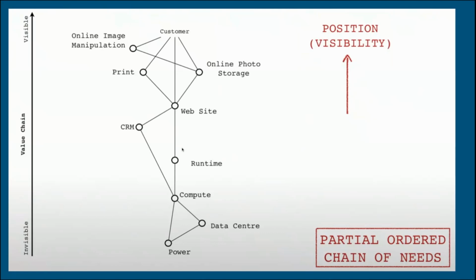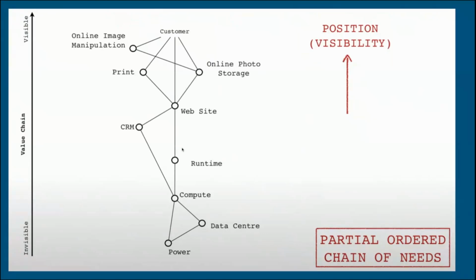And then behind the website, there was a CRM and the computing infrastructure at a data center and some electrical power. And so you can see it's not every possible thing under the sun, but it's maybe the things that they felt were important for some conversation that they wanted to have. And it's just the vertical dimension.